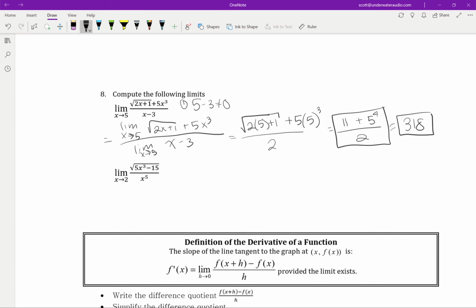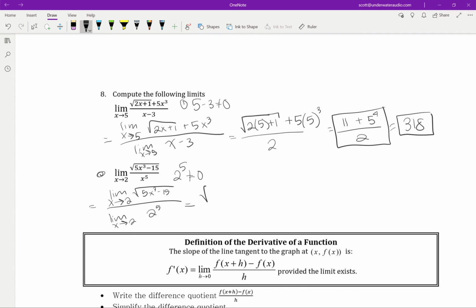Okay, let's try the bottom. This is another problem down here. So same thing, it's a fraction, and I check first, is 2 to the 5th equal to 0? It is not equal to 0. So I can split this to be the limit as x goes to 2 of the top, 5x cubed minus 15, divided by the limit as x goes to 2 of 2 to the 5th, which is nice. So I'll try just plugging it in, see if that works.